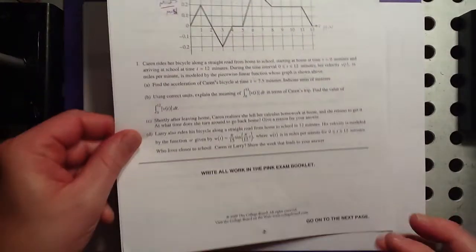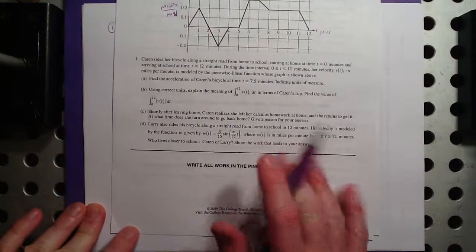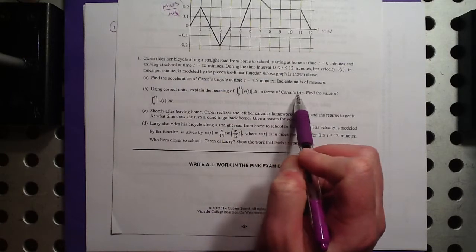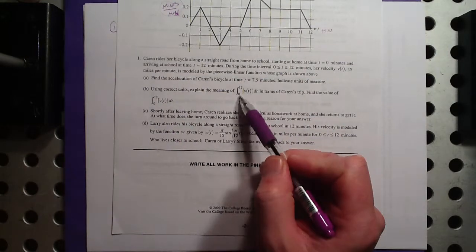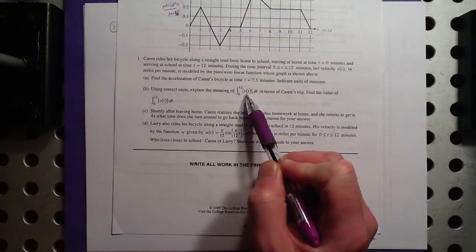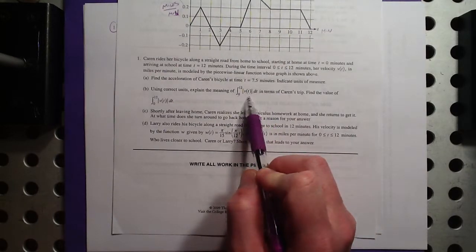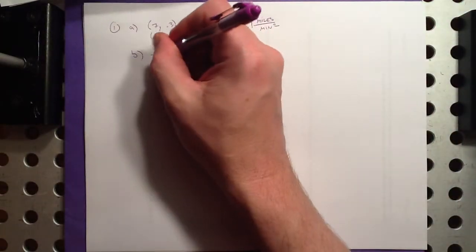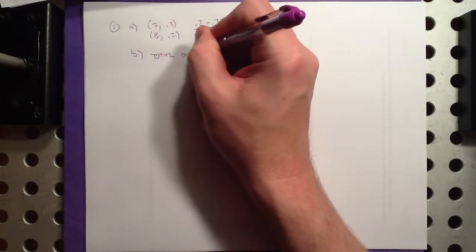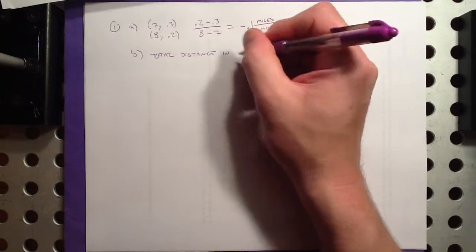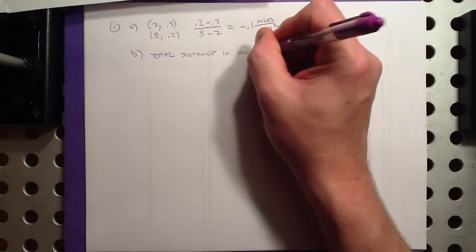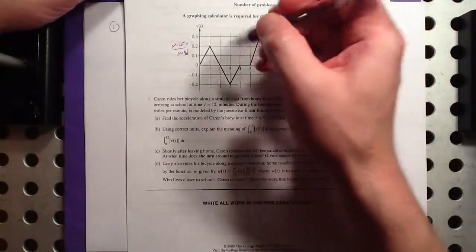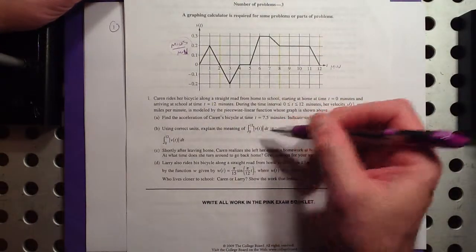Part B. Using the correct units, explain the meaning of the integral from 0 to 12 of the absolute value of v of t in terms of her trip, and find the value of that. Well, that's the area under the absolute value, and we know that is how you find total distance traveled. So it's total distance in miles. To find that, we just have to find the area. So let's find the area of all these pieces here. And remember, we're only doing positive area here.